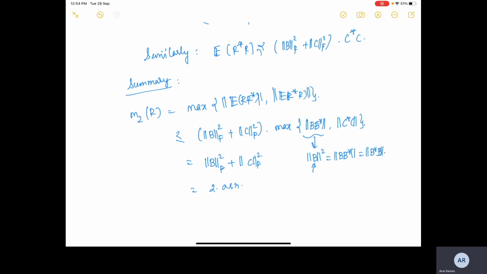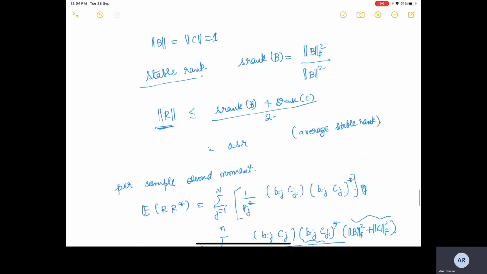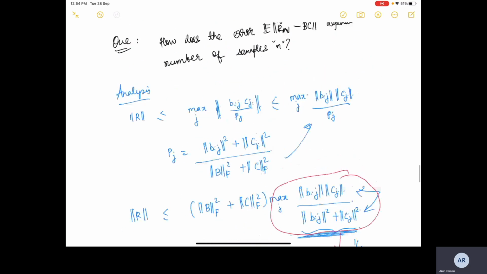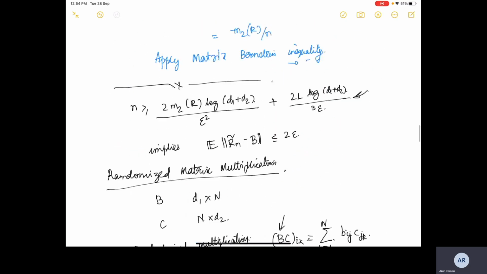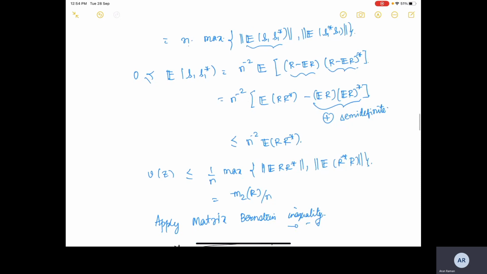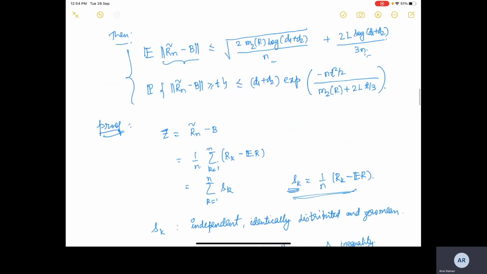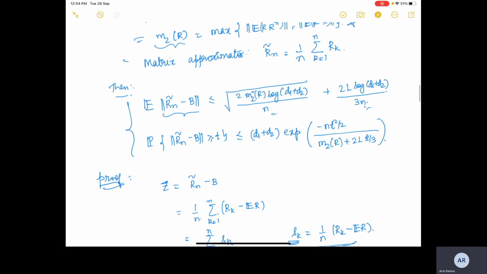So now we have the second order statistic in terms of the average stable rank, and we also have the bound on the matrix R in terms of the average stable rank. Now that we have these two things, we can apply the corollary directly. We know M2 of R is bounded by 2 times the average stable rank, and L is the average stable rank. So we can obtain these inequalities.